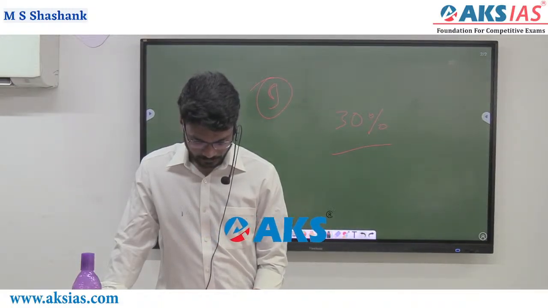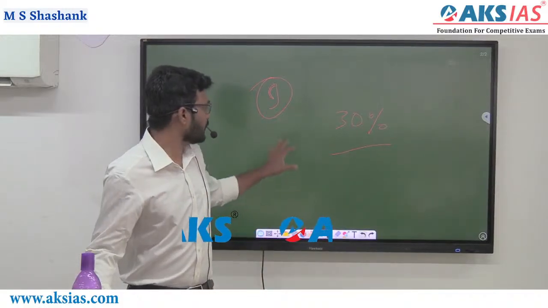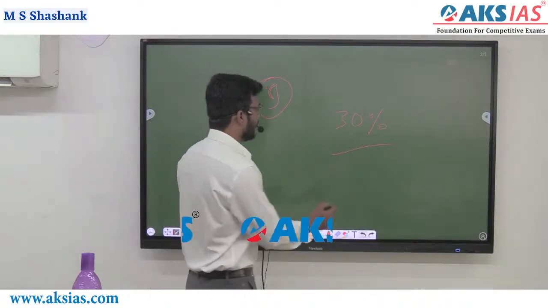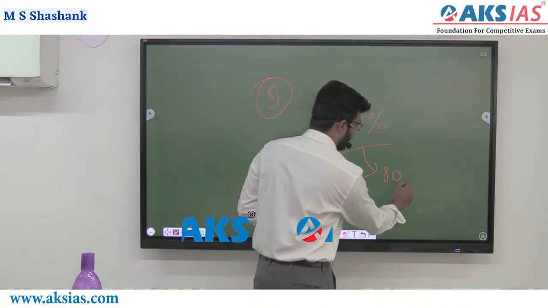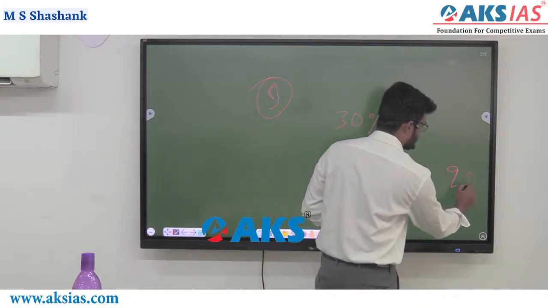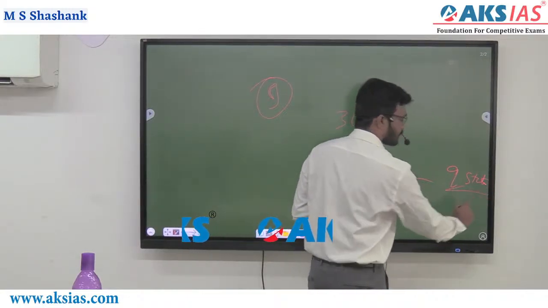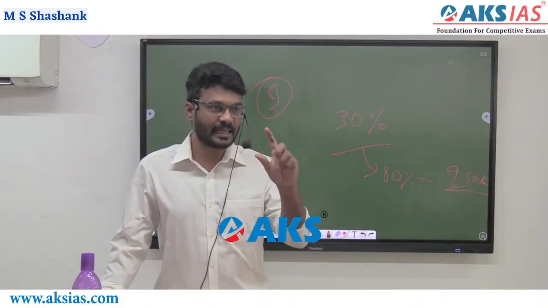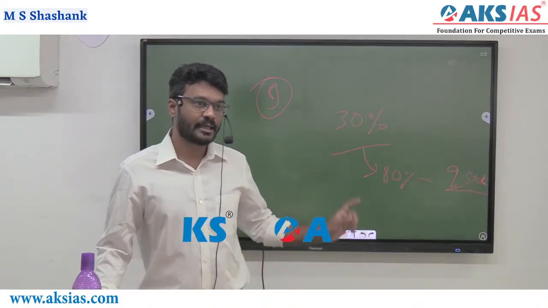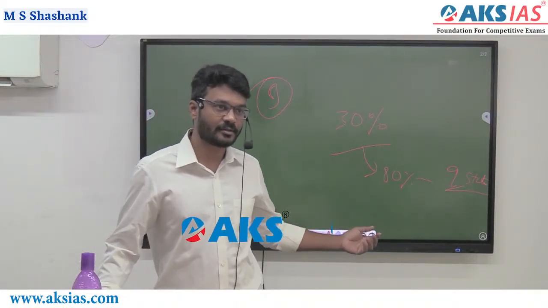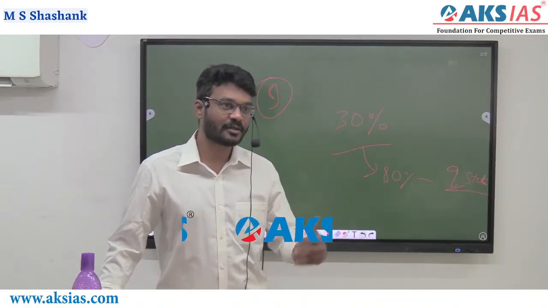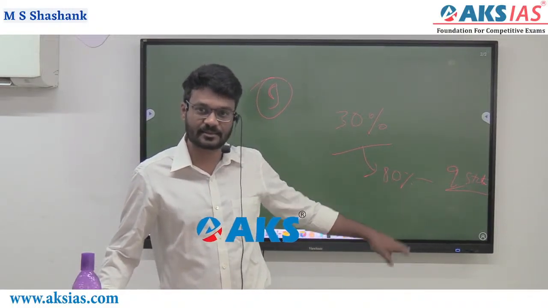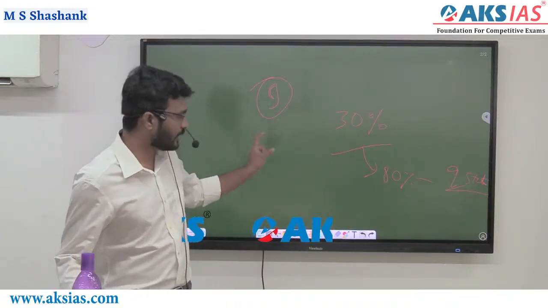You can use this stat: 30% of land is getting degraded. And 80% of this land degradation is happening in just 9 states out of 29 states. So this is an important number.